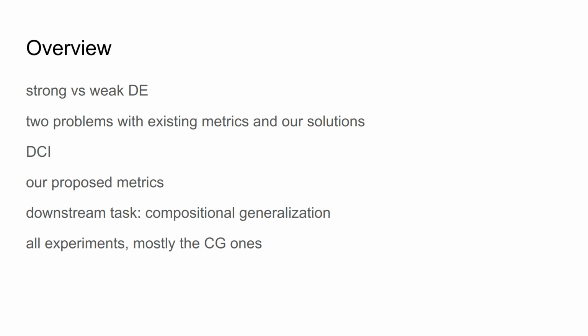Then I'll describe the metrics we do propose, then introduce a downstream task of compositional generalization, which is a useful way, we say, to evaluate metrics against each other. And then I'll present the experiments that show the correlation between various metrics and this downstream task, and how our metrics correlate the most strongly.